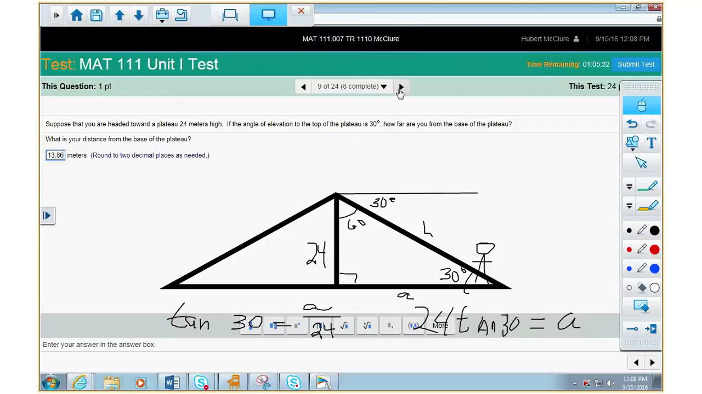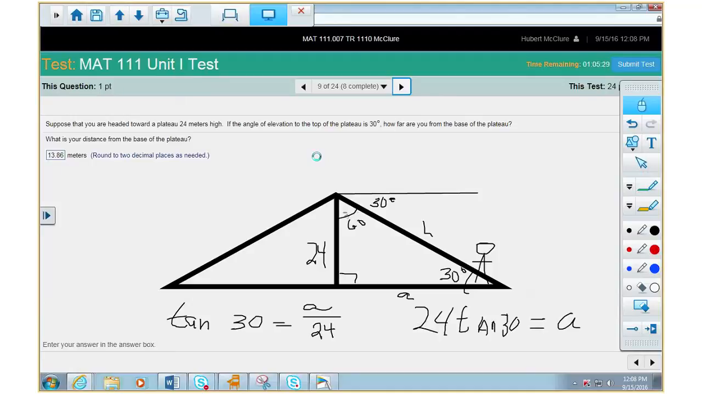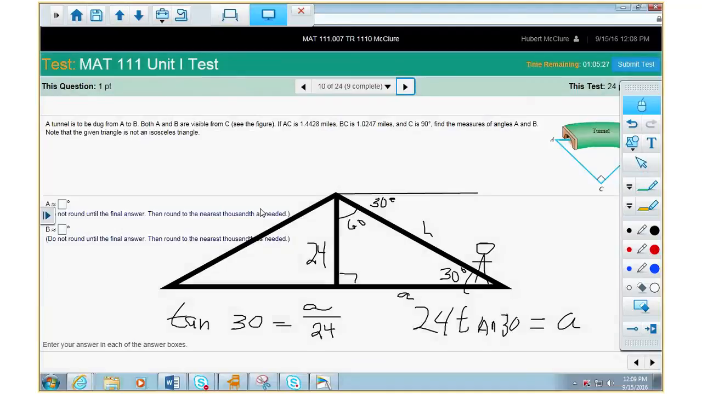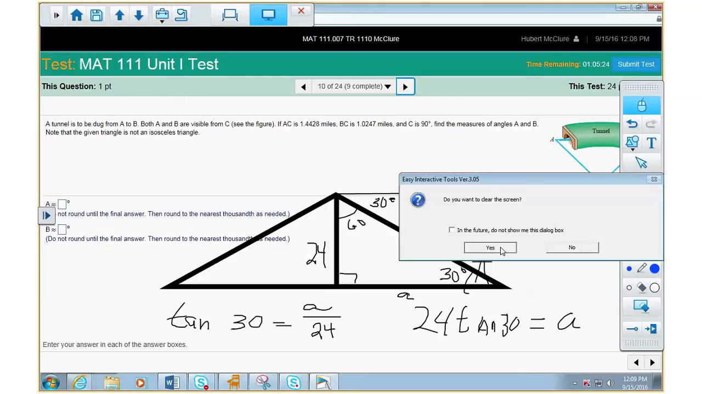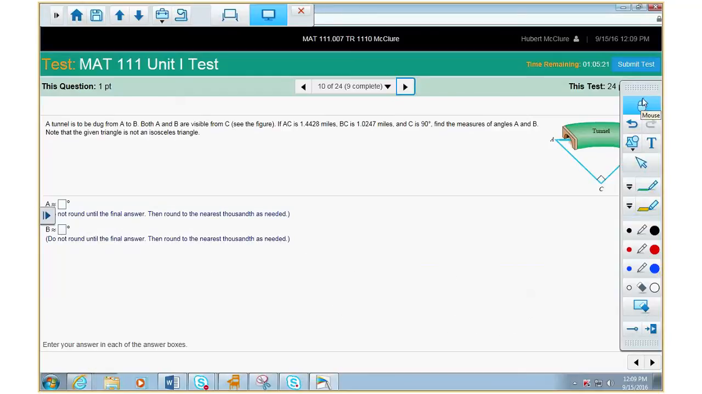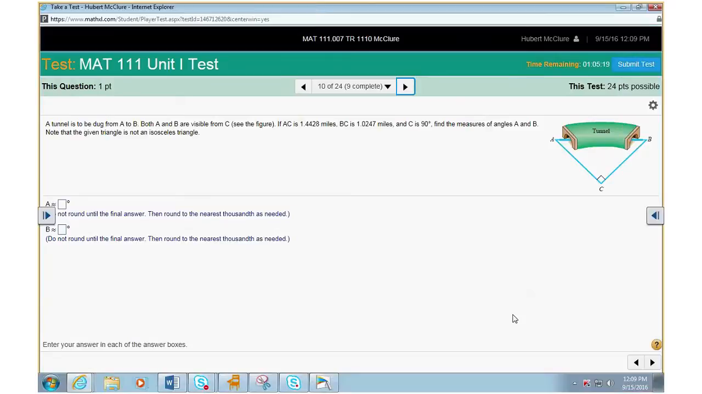All right, so next one. Is that all it asked? All right, try that one. A tunnel is to be dug from A to B. Both A and B are visible from C. If AC is so many, and BC is so many, and C is 90 degrees. Find the measures of the angles A and B. Okay? So figure it out.